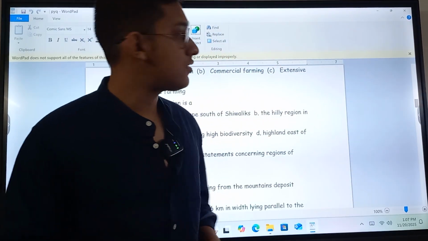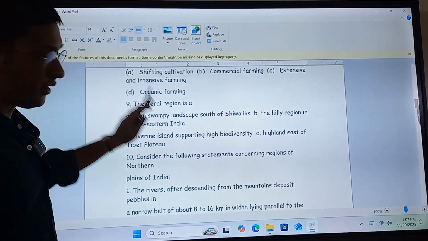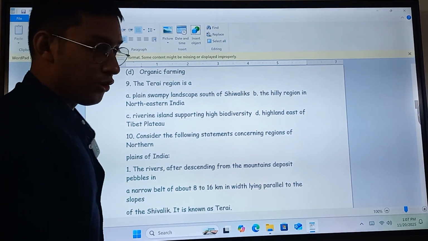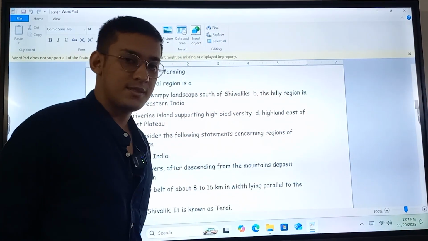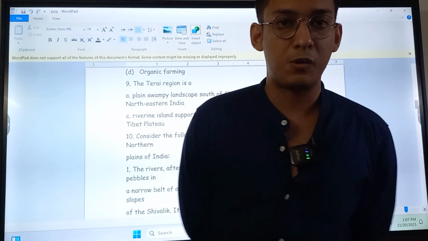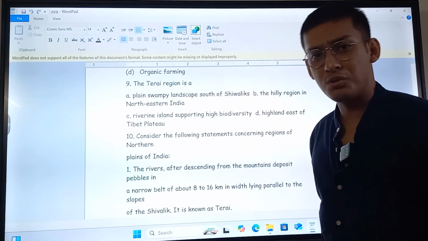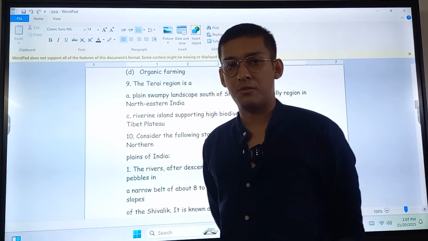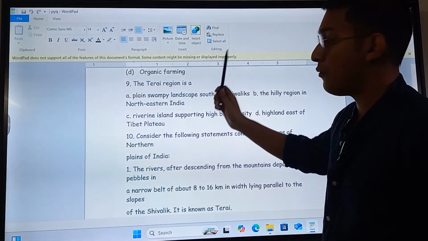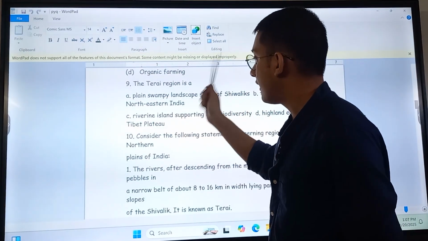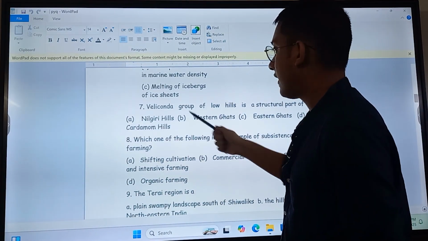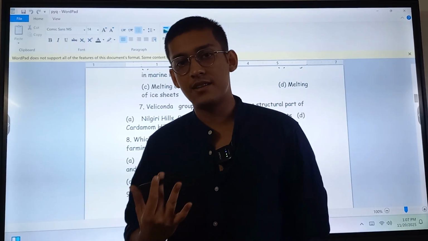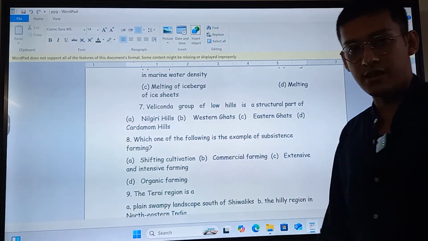The word swampy is there, so easily we can just pick A. So we can see we've already tackled 9 questions. The easiest way to tackle PYQs or questions in CDS and NDA is the elimination method. One need not know all the answers, but one needs to know which answers cannot be. Like in this one, the Terai region, we know the word swampy for Terai, right? So we can easily say this one. Also, if we take Velikonda, Pelkonda, we know they are in Andhra Pradesh. Andhra Pradesh is a part of the Eastern Ghats. So it can easily be Eastern Ghats, right?